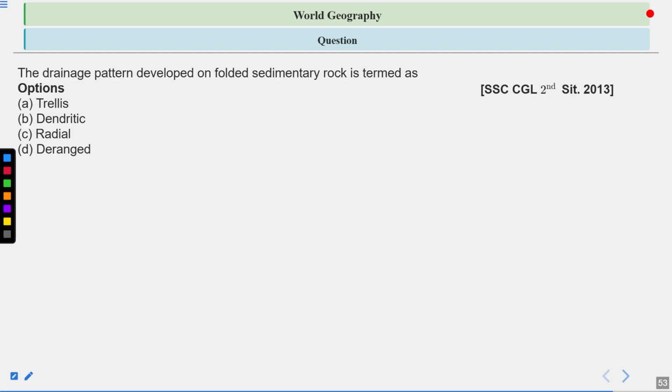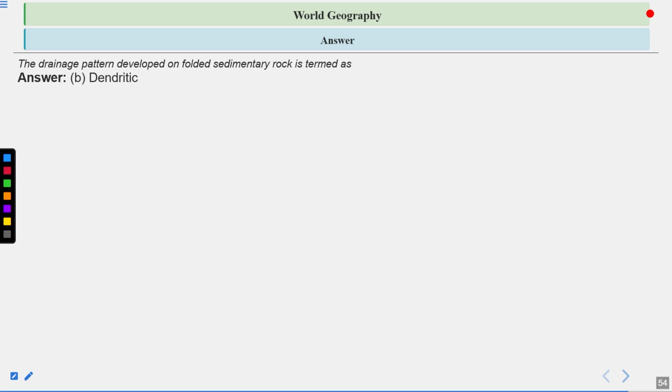The drainage pattern developed on folded sedimentary rock is termed as: trellis, dendritic, radial, or deranged. This is the way in which the river flows in the folded sedimentary rocks. Basically, it is talking about the Himalayas because they have folded sedimentary rocks. And the answer is dendritic. If you ever see the Himalayan rivers, you will find them flowing in a branching way, like the branches of a tree growing. So, that is called a dendritic pattern.